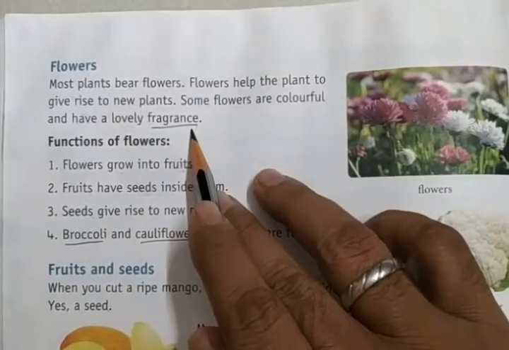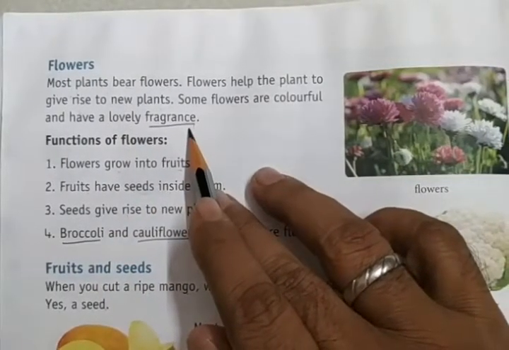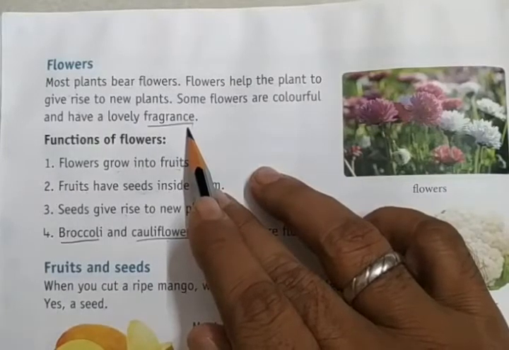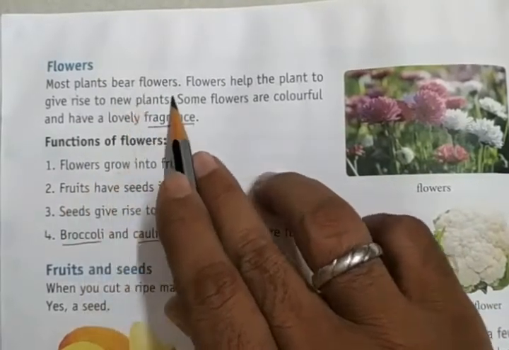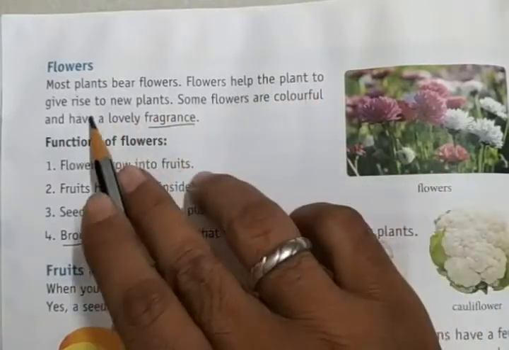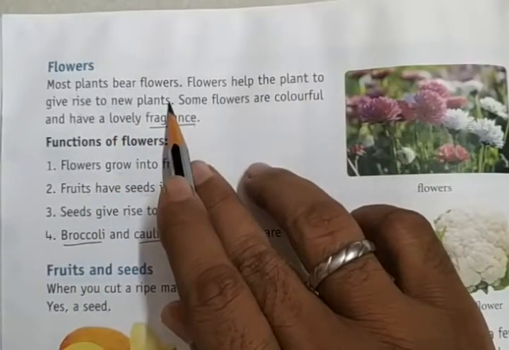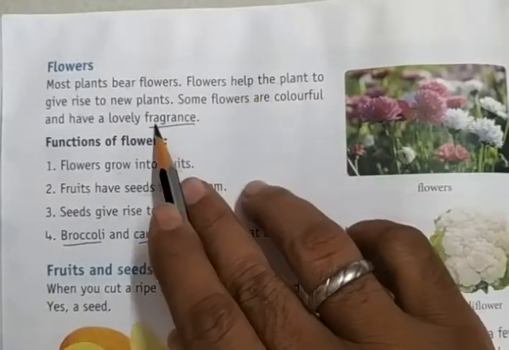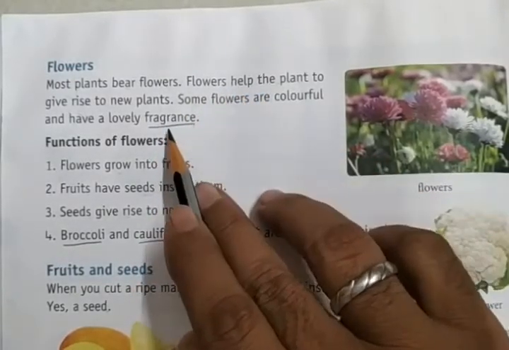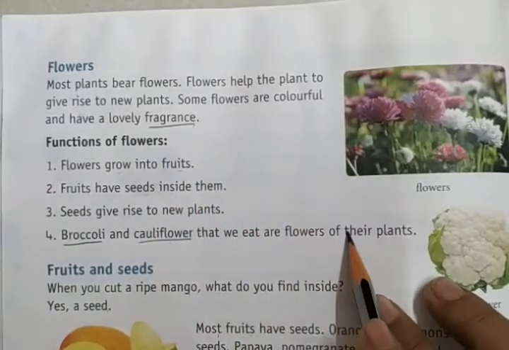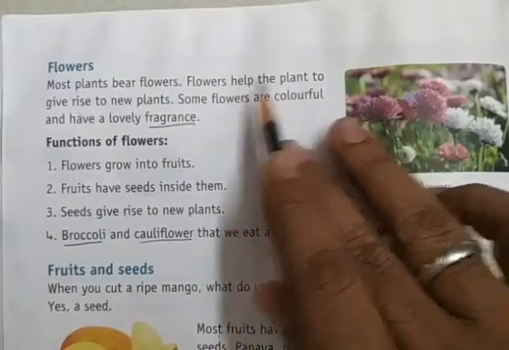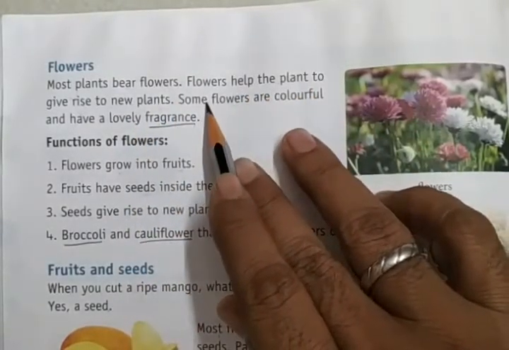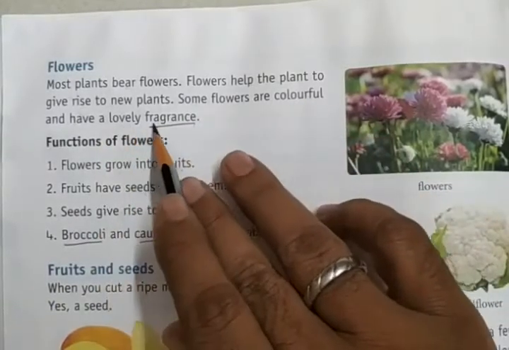Flowers are used for making garlands and perfumes. Most plants bear flowers. Flowers help the plants to give rise to a new plant. Flower, bud, fruit and the seed. Most plants' flowers help the plant to give rise to a new life. Some flowers are colorful and have a lovely fragrance.